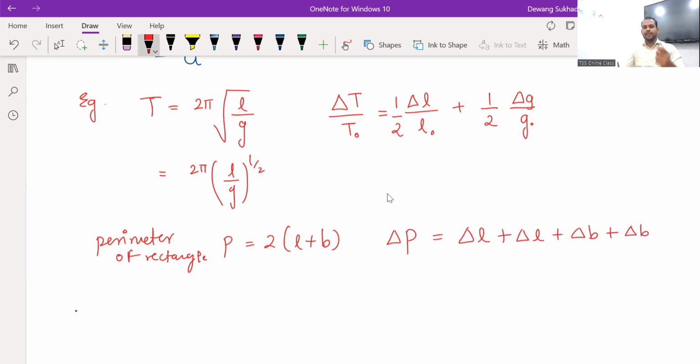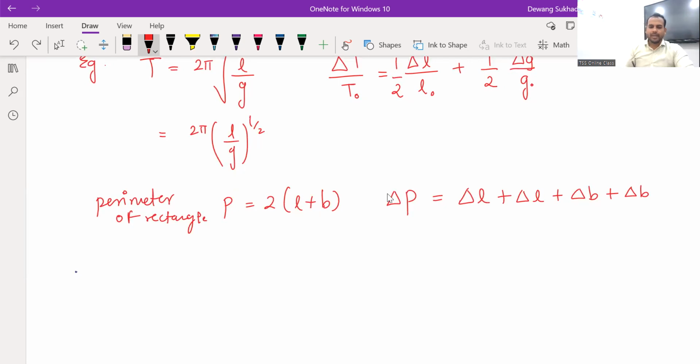Now we will see that here also 2 is a constant. So why am I taking it twice? Because in a perimeter you are required to measure the length twice, okay, and the breadth twice. So you have to count how many measurements you are taking. So that many times you have to multiply the uncertainty. Not like a constant such as 2 pi, which is an outcome of a formula.